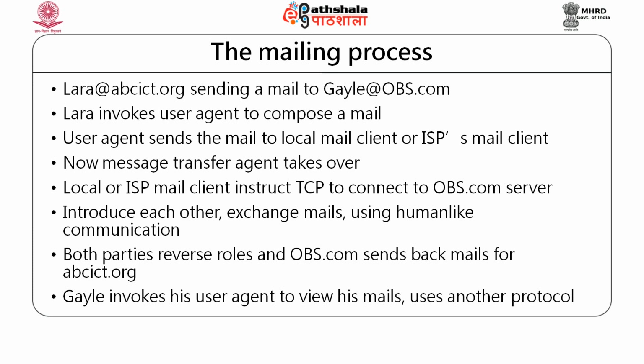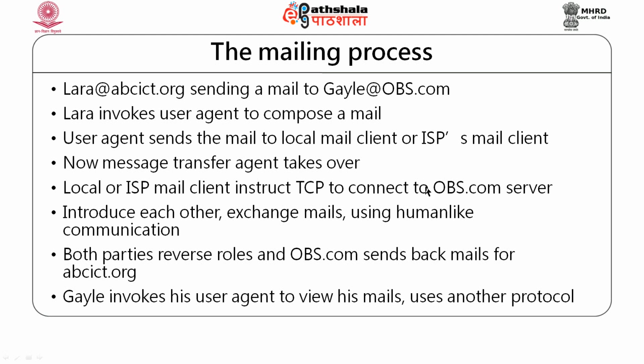Now, let us look at a mailing process where one person called Lara at abcict.org is sending a mail to somebody else called Gail at obs.com. These are two names which we are going to use, one is the sender, the other is the receiver. It begins with Lara invoking the user agent to compose a mail. Then the user agent sends the mail to the local mail client, or SMTP mail client, or ISP's mail client, depending on whether the user agent is using a Yahoo-like mail. Yahoo is a web mail, so it goes to a web mail. Otherwise, it will go to the local mail client.